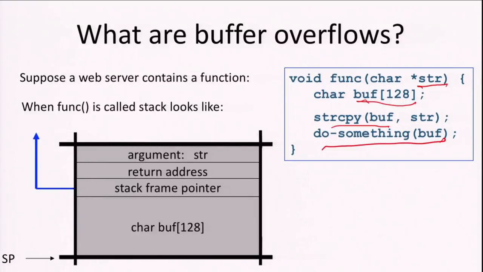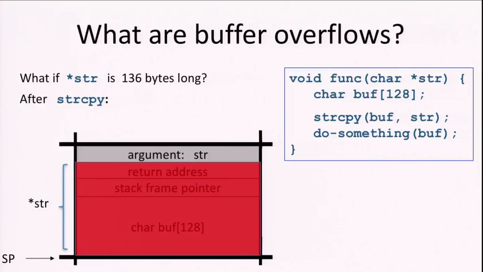Since string is the argument, it goes first into the stack frame of the function, then the return address, the caller of this function, where it called, the return address will go back to there, then the stack frame pointer, and then the buffer is allocated. And then this is the stack pointer. Basically it shows the top of the stack.